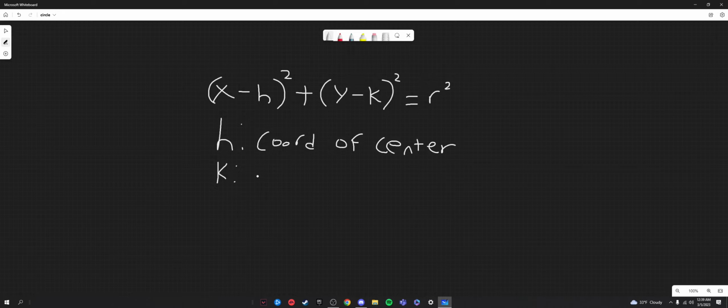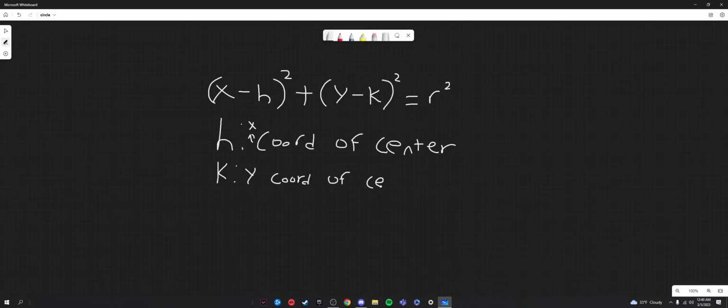Well, x will be, because the h here is attached or subtracting from the x, this is the x coordinate of our circle. And of course that would mean that k is, I don't know why I wrote k a second time. That's supposed to be a y. K here is the y coordinate of the center of our circle.